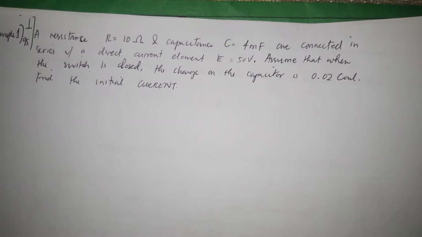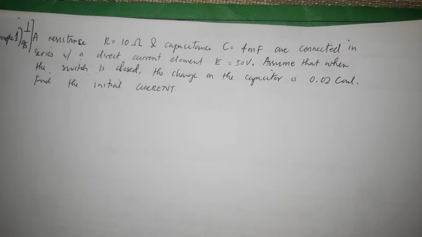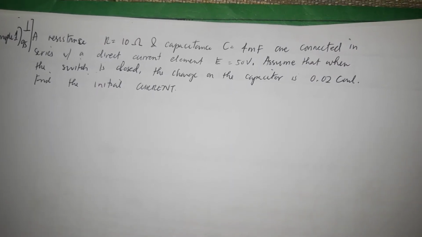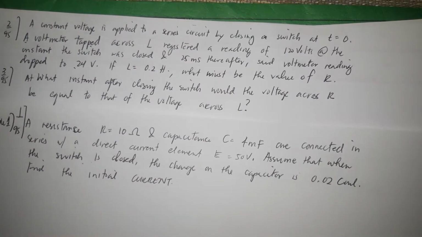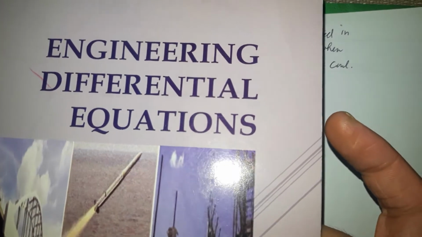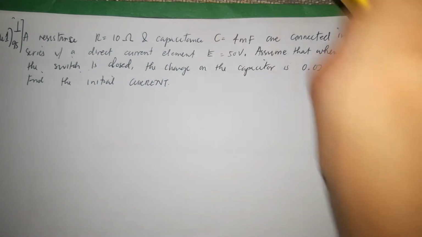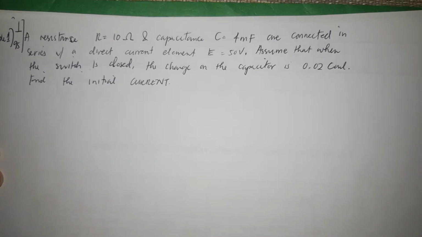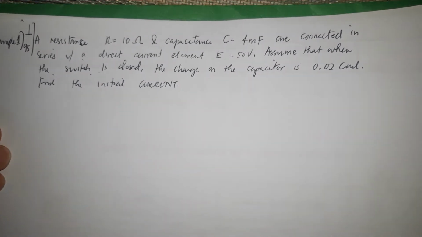Alright, here are the examples or sample problems related to our topic, transient circuits. The items are taken from our workbook, Engineering Differential Equations by Bravo, Cruz, and Gomez. So let's try to solve example or item number 1, page 95 of our book.